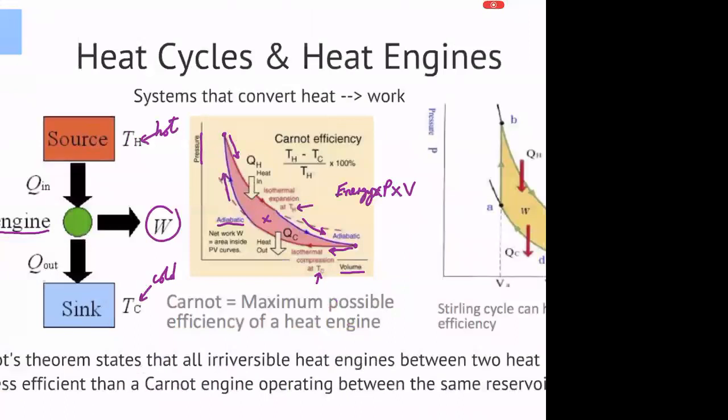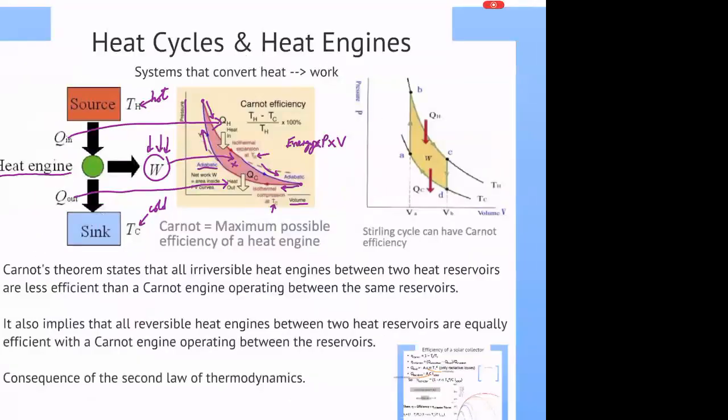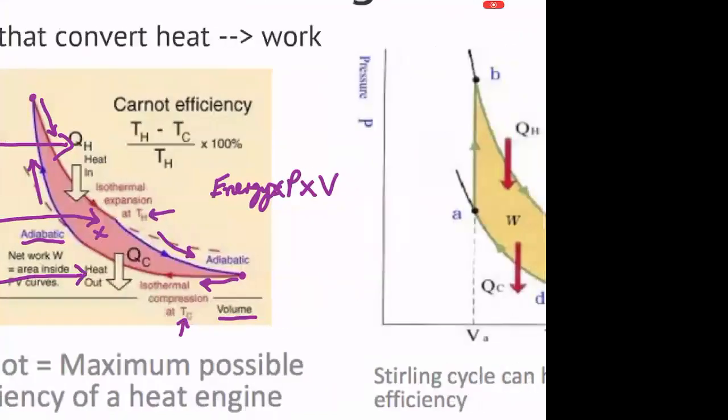So you can see Q out is here, and Q in is here, and whatever is remaining is this very important thing called work, and that's the area inside this curve, okay? And we'll define the efficiency shortly. And then there are, of course, different ways of drawing the cycle. That was just the Carnot cycle.